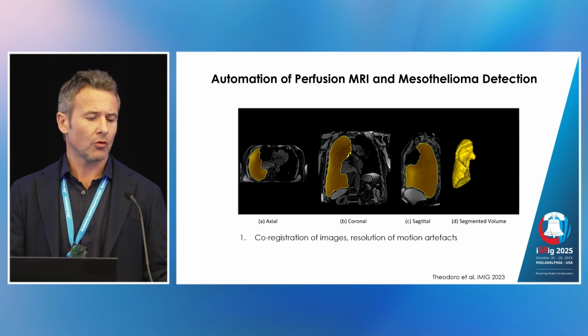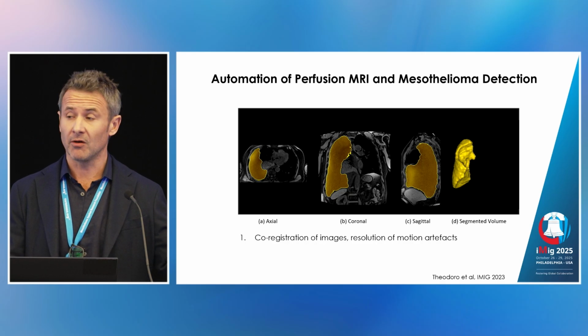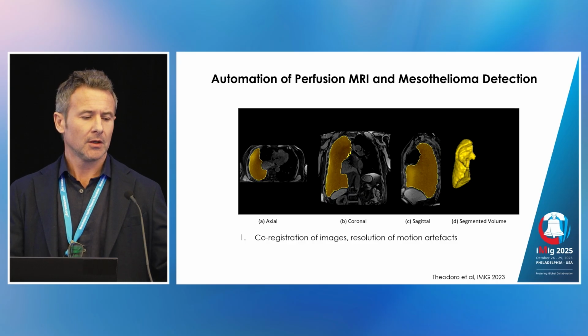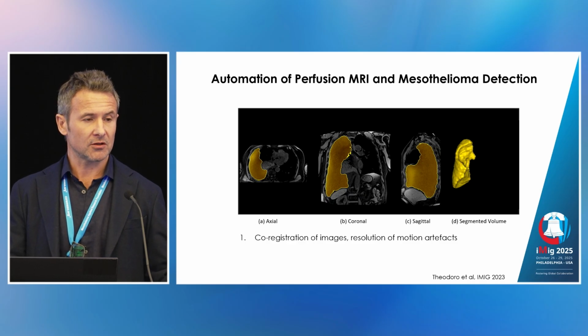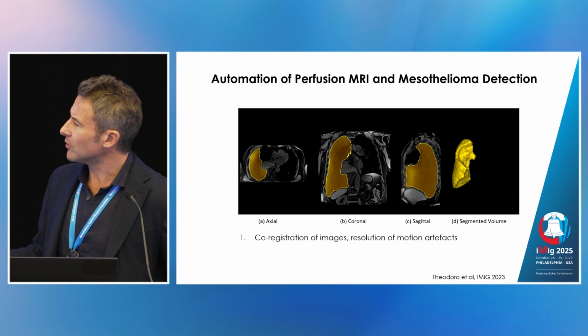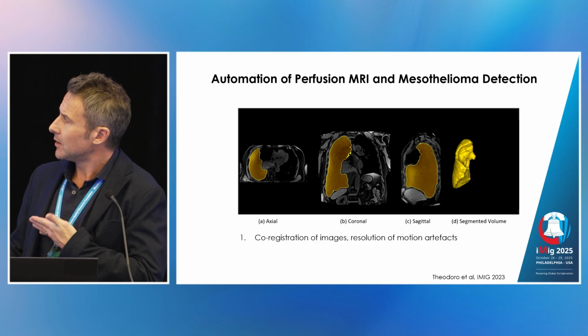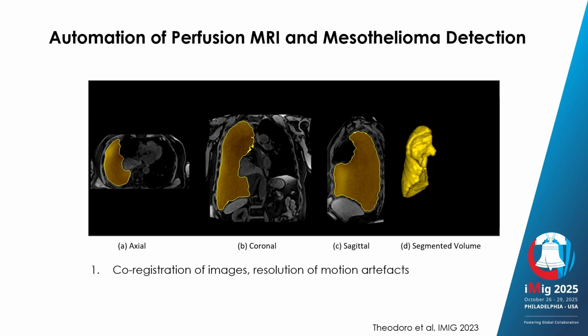So working with colleagues in Brazil, we have automated the reporting pipeline. And so I'm going to show you some images that show how that works. So this is an MRI scan, just to orientate you. So we've got the patient cut in an axial plane here, and then in a coronal and sagittal plane, so here and across here.